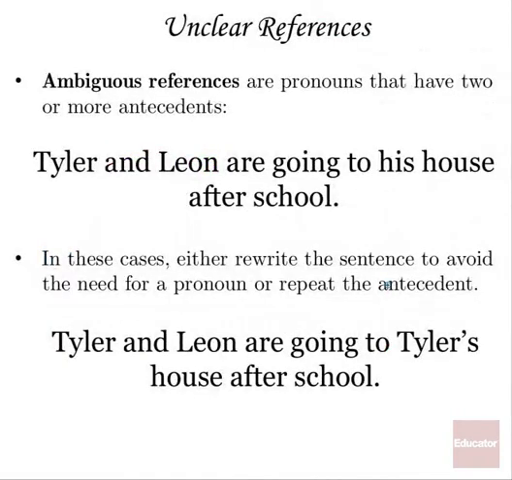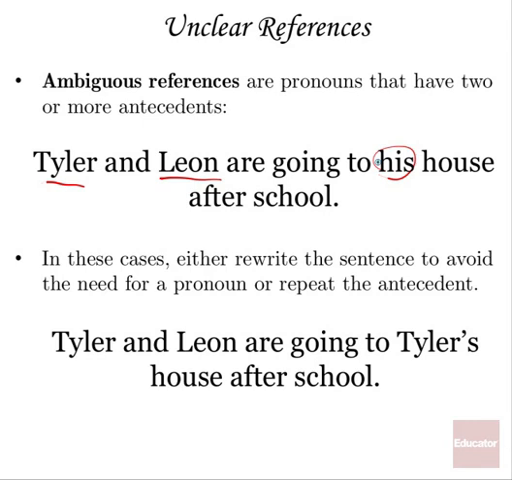All right, what do you do with unclear references? Well, there are several kinds. Ambiguous references are pronouns that have two or more antecedents. All right, Tyler and Leon are going to his house after school. Well, whose house are we talking about?